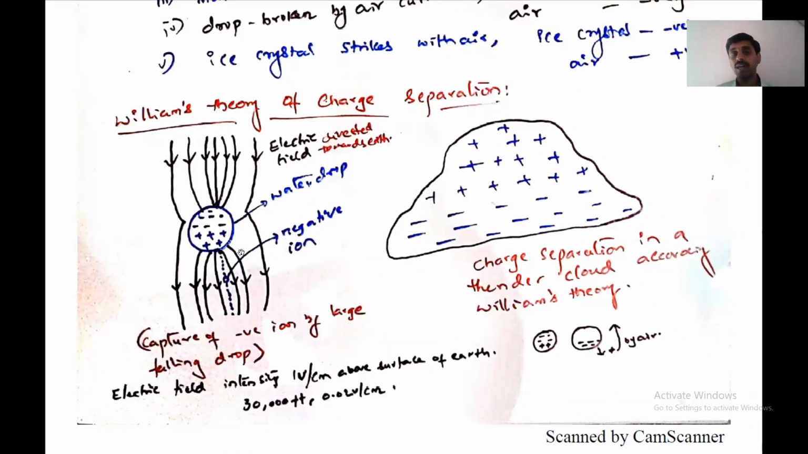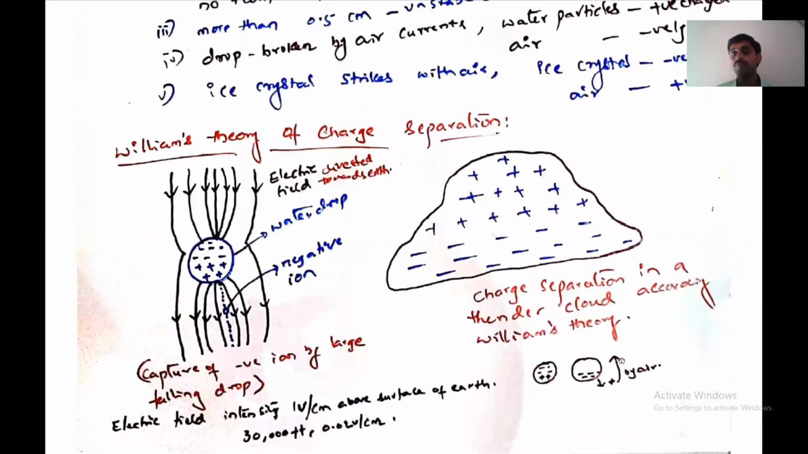The positive charge left in the atmosphere, because air is moving upward by air currents, will move upward. Positive charge moves upward, and negative charge settles at the bottom of the raindrop. Like this, when the raindrop falls in the cloud, the negatively charged, heavier particles settle at the bottom of the cloud, and the upper part of the cloud is fully positively charged. This is the way the charge is separated in the cloud.